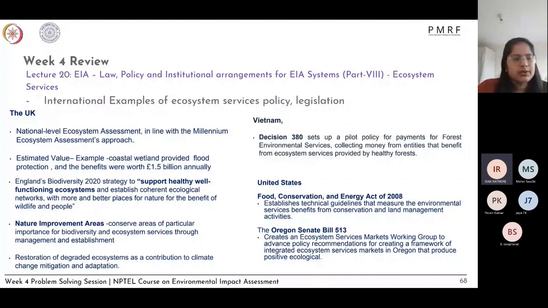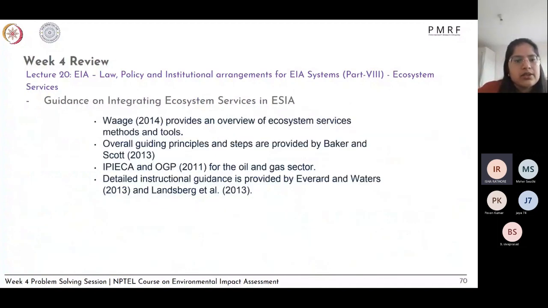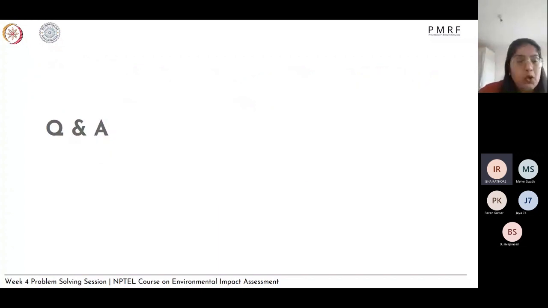And then we have certain international examples for policy and regulations. You can look at this from the slides. And then there is guidance on integrating ecosystem services in the ESIA. Again, these are just guidance for ecosystem services. So this was the broad overview of what was discussed in week 4.